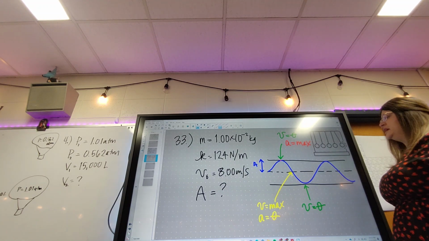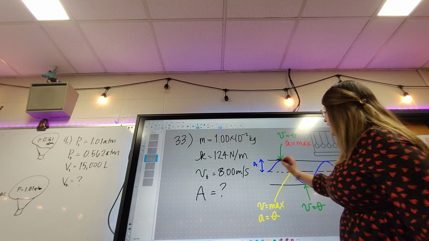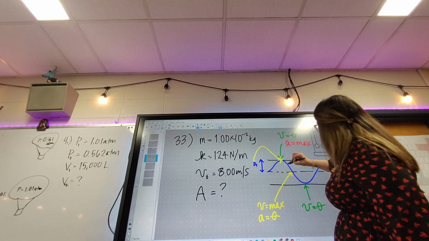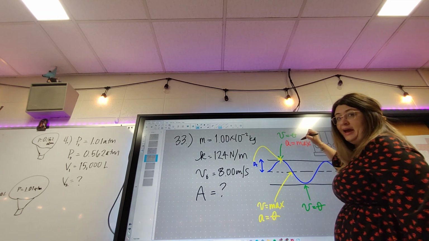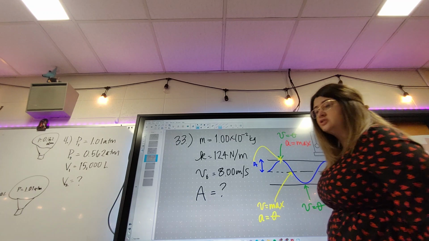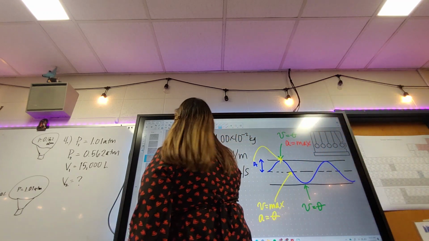Okay, so if we know that we're trying to find amplitude, which is at this point right here, it means that we're at A max and velocity equals 0. So looking on our formula sheet, what's a formula that we could use to help us with this?